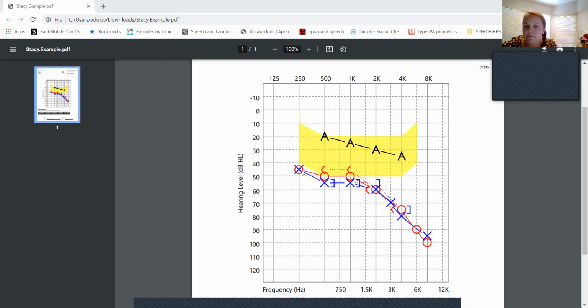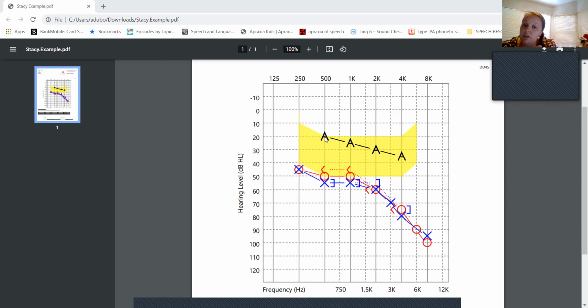And also at 45 decibels, you're not hearing, you're past the level of the speech banana. And so she's not hearing anything that anybody is saying to her.